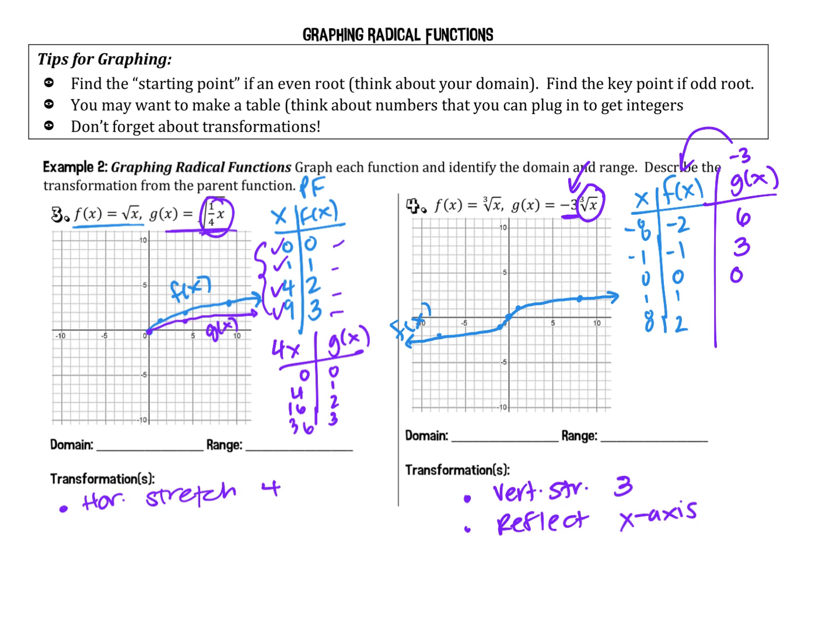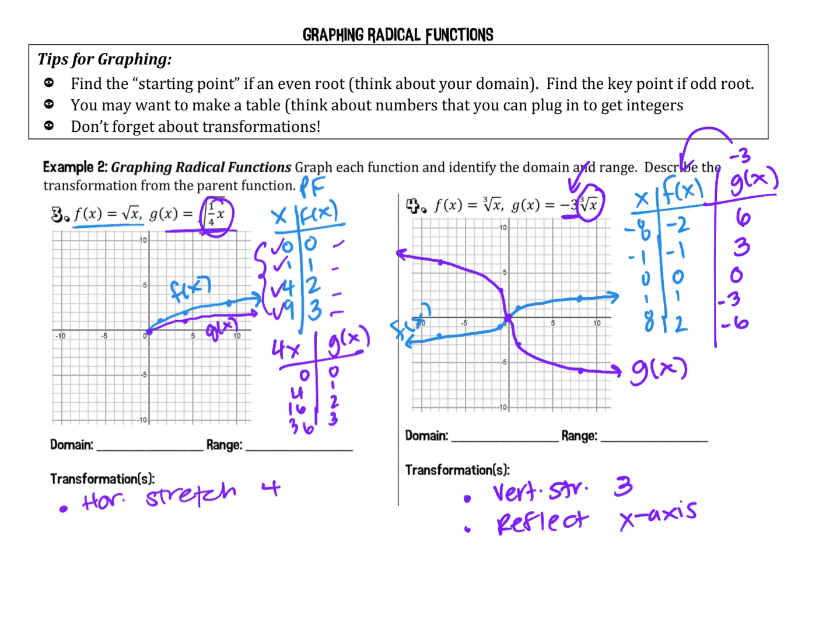If I plug in 0, -3 times 0 is 0. If I plug in 1, -3 times 1 is -3. If I plug in 8, -3 times the cube root of 8, which is 2, -3 times 2 is -6. Now I'm going to plot these 5 points, connect them, and label that part of my graph as g of x. So there I have that graph.